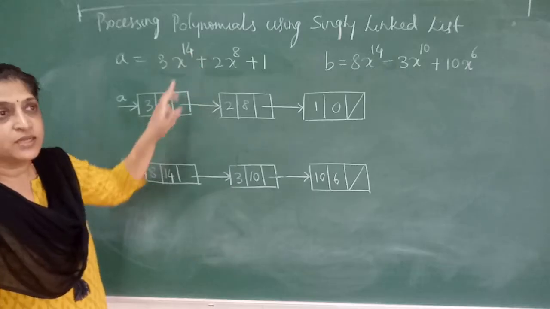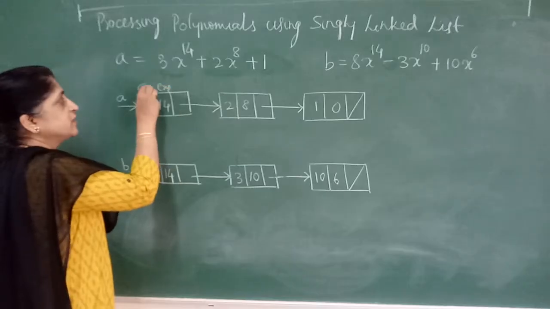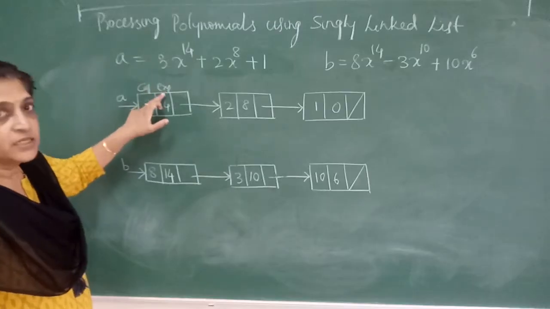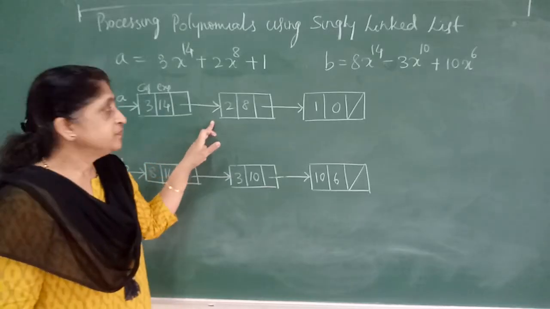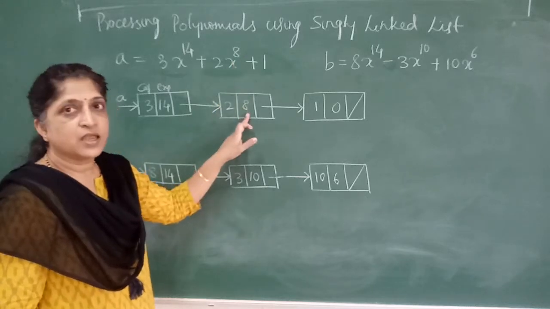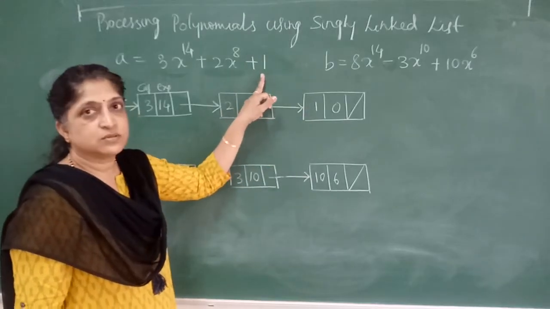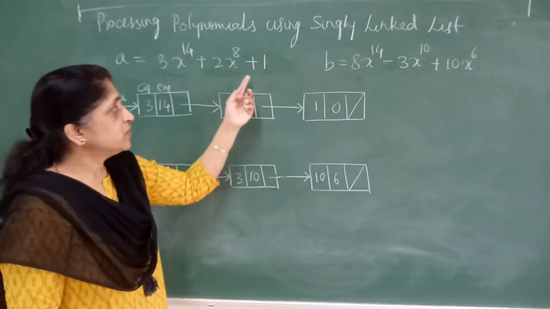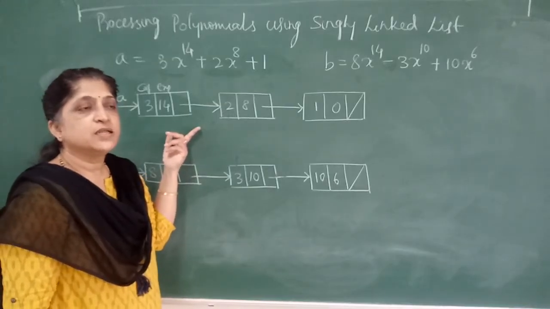So 3x to the power 14 is represented as a node like this. So this is the coefficient field and this is the exponent field. This is the coefficient field where I have stored 3 and the exponent field I have stored 14. This has a pointer to the next term. In the next term we have 2x to the power 8. So coefficient is 2, exponent is 8. Then this has a pointer to the next node where we have the coefficient as 1, exponent is 0. Because it is x to the power 0, that's equal to 1. So exponent is 0. This is how we can represent the polynomial using a single linked list.